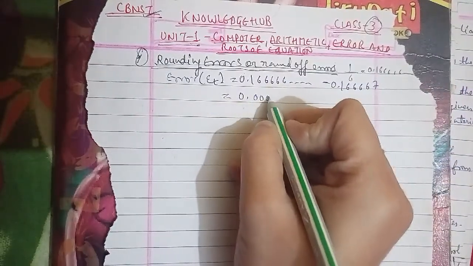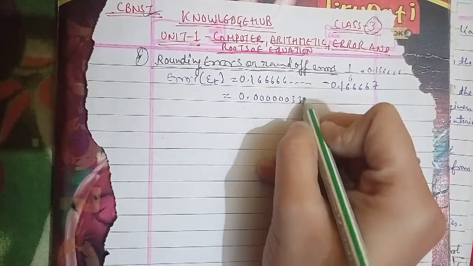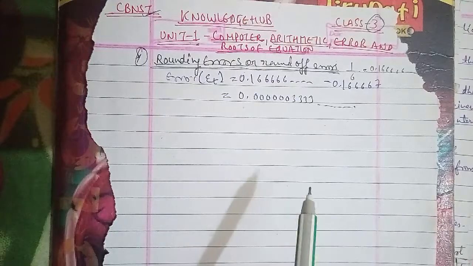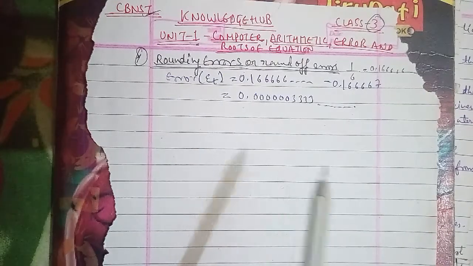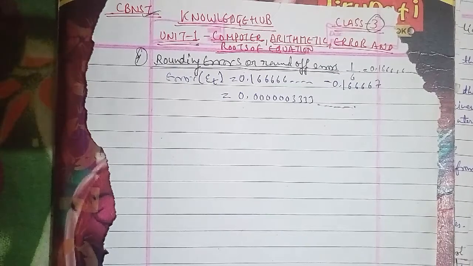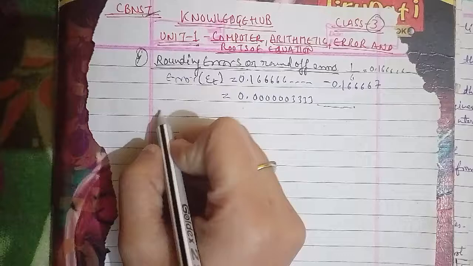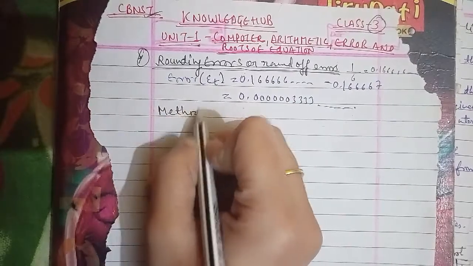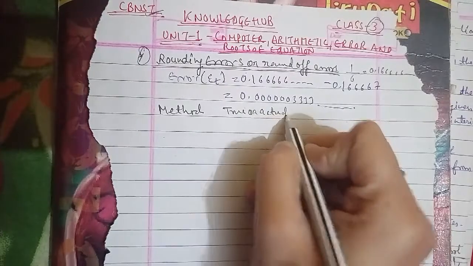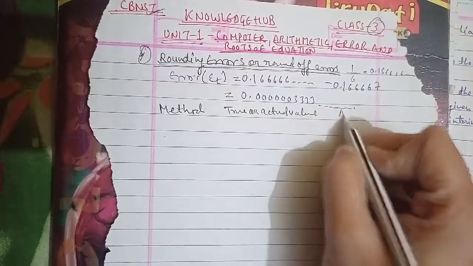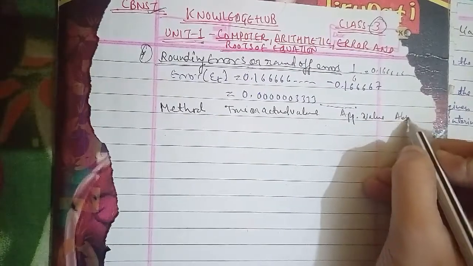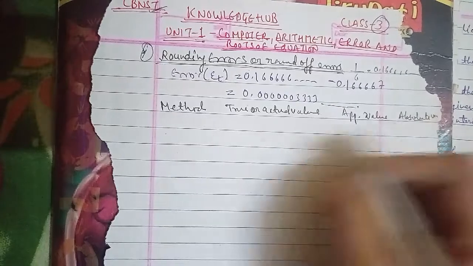The following table illustrates the results of truncation, which is chopping, or rounding off. So we'll make a table here so that it will be clear to you in an easy manner. We'll talk about the method we use here. Then the true or actual value, then the approximate value, and of course the absolute error here as well.